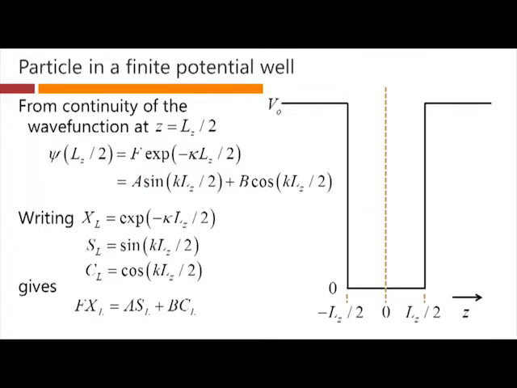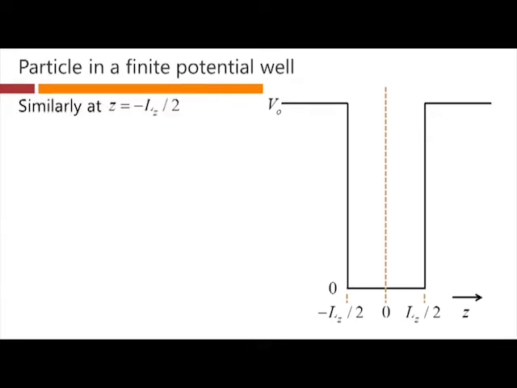So, writing this equation for continuity of the wave function, that this should equal this, in our shorthand notation that becomes f xL equals a sL plus b cL. So this is the exponential decaying part, this is the sinusoidal part, this is the cosinusoidal part at Lz over 2. Similarly, at z equal to minus Lz over 2, we would have g xL is minus a sL plus b cL.